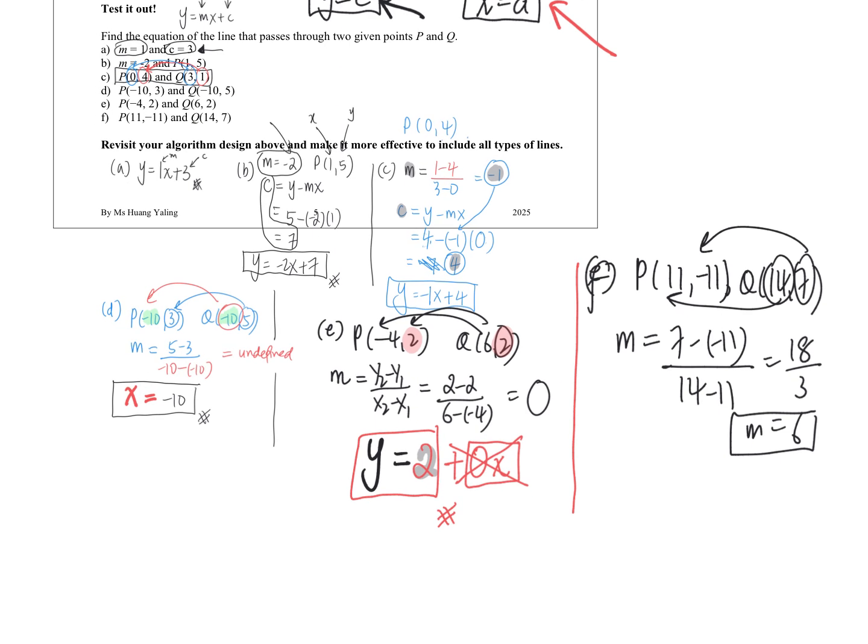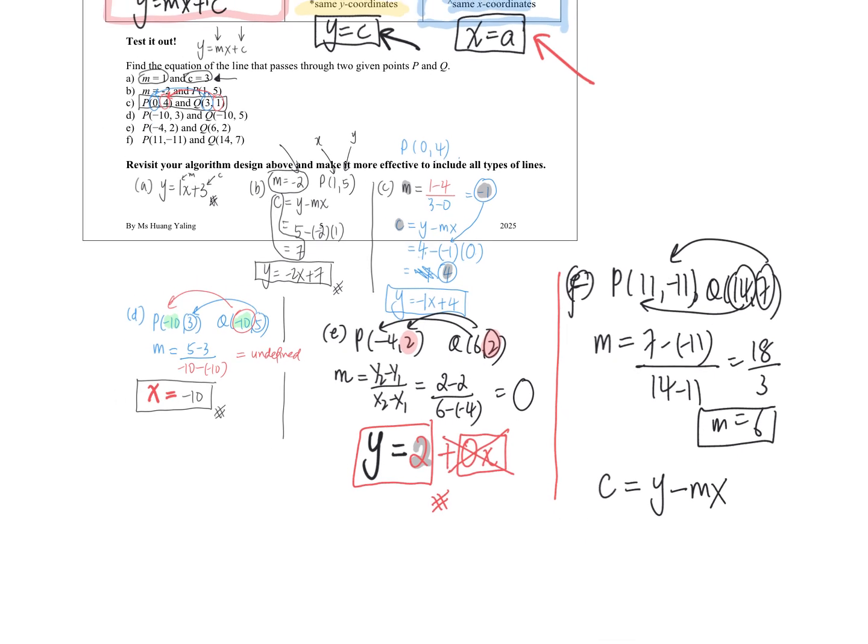What do I find next? After you find gradient, what's the next step? What's the next step? After you got M, we need C, right? So how to find C? Y minus mx. Okay, so choose one point. Which point you like? P or Q? Q. Okay, so let's choose Q.